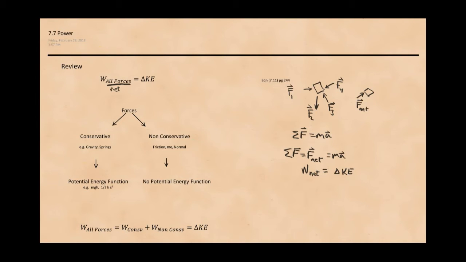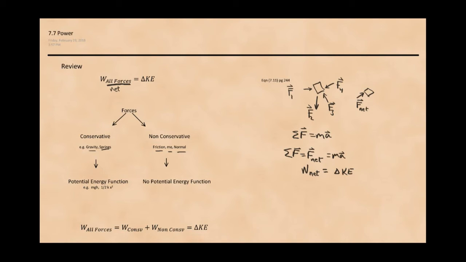So after coming up with the work energy theorem, we define these terms conservative and non-conservative. We said that forces can be one of two types, either conservative or non-conservative. Examples of conservative forces are the force of gravity, the force of springs. Examples of non-conservative forces are friction, people pushing on things, normal forces. And actually most forces are non-conservative forces. There are only a few special types of forces that are conservative forces.